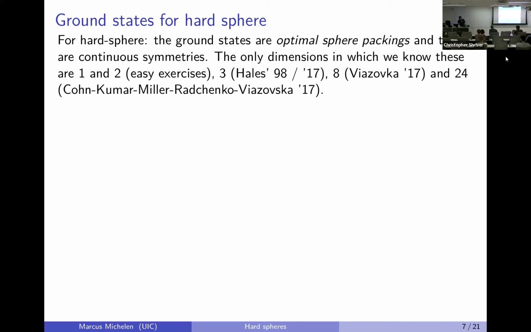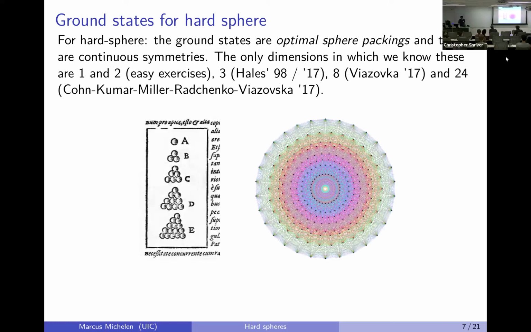So I have 2 very nice diagrams here. Does anyone know what this is on the left, by the way? Out of curiosity. So this is Kepler conjecturing that this is the optimal sphere packing in dimension 3, and this is the Kepler conjecture. And on the right is something related to the E8 lattice, which gives us the dimension 8 sphere packing.